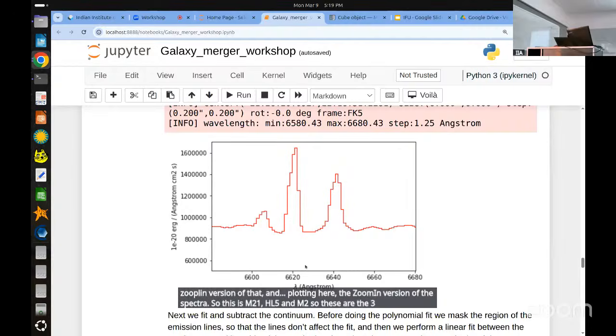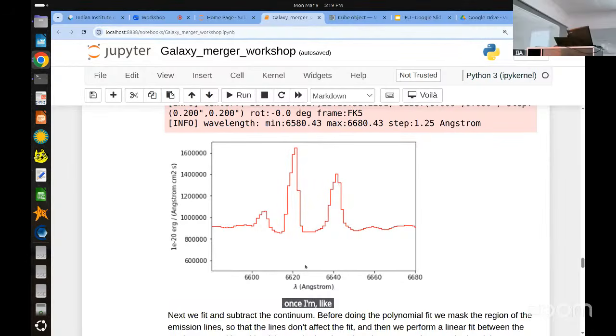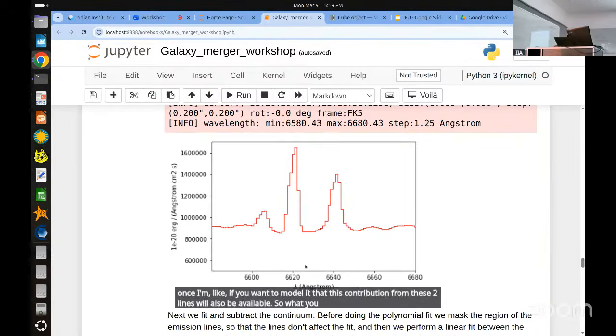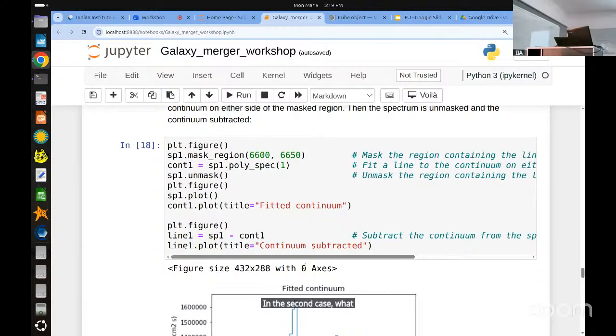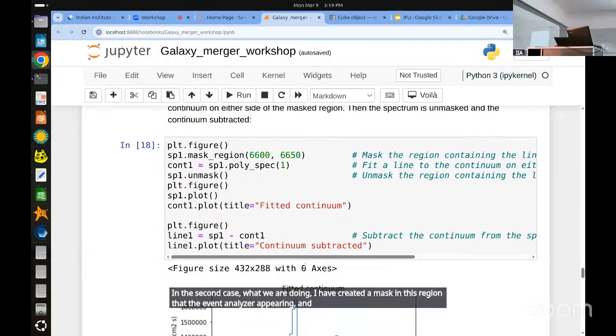But when you want to get the H alpha information, so this is for a single pixel actually. Once you want the H alpha information and you have to subtract the continuum, there are two other lines that are there. If you want to model it, the contribution from these two lines will also be appearing. So what you have to do is create a mask, for example from here to here, just to remove the emission lines and then fit the continuum to get the continuum information. So in the second case, I have created a mask in this region where the emission lines are appearing, and then fitted a single polynomial.